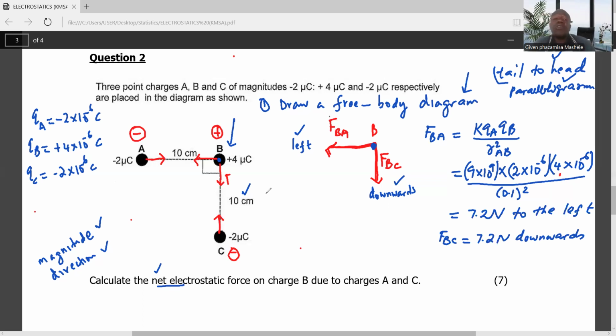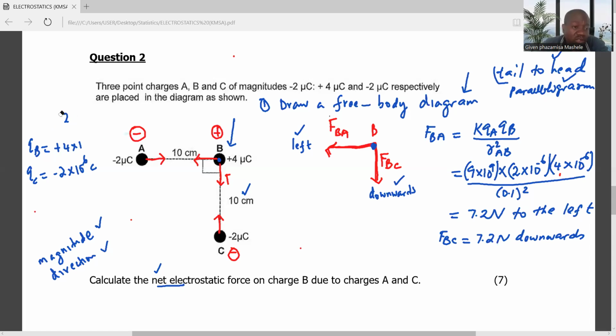All right, then now we are going to construct our right angle triangle. So I want us to use the tail to head method, guys. I think it's still straightforward. Let's use the tail to head method. You can also use tail to tail. There is no problem.